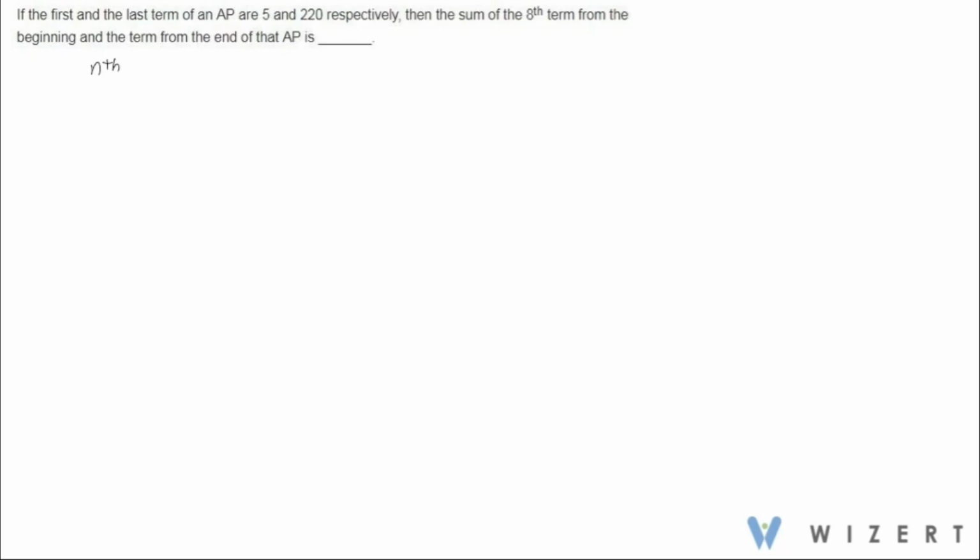nth term of an AP can be found by using Tn is equal to a plus n minus 1 into d. Now we do not know what is common difference, but what we know is what is n and what is a. Let d be common difference.